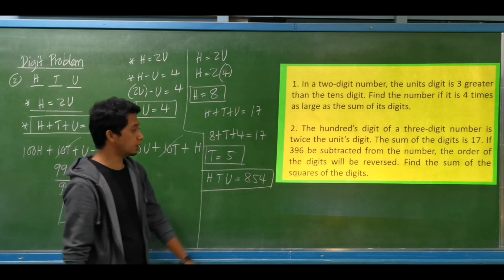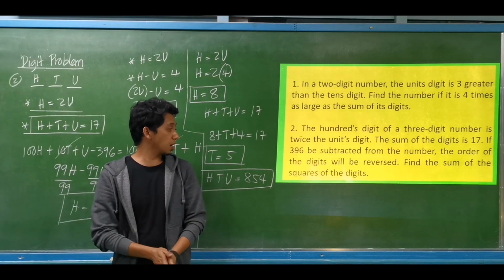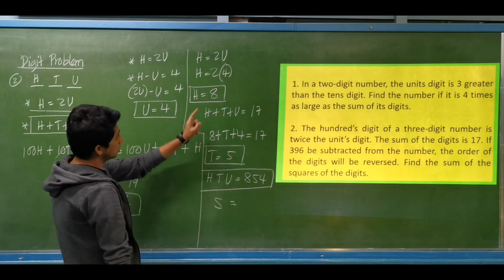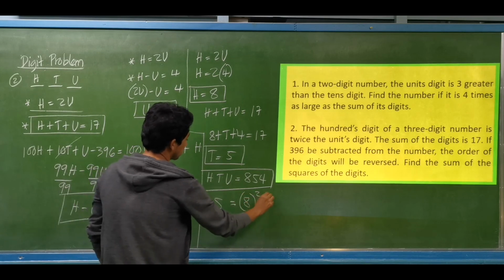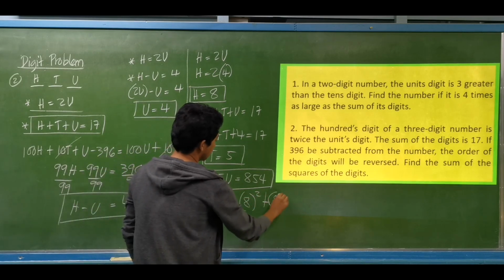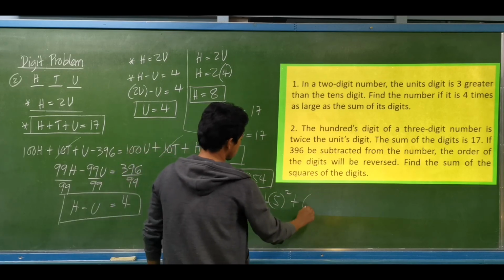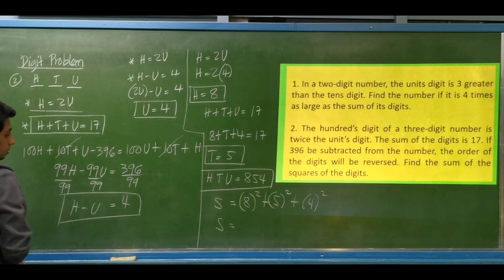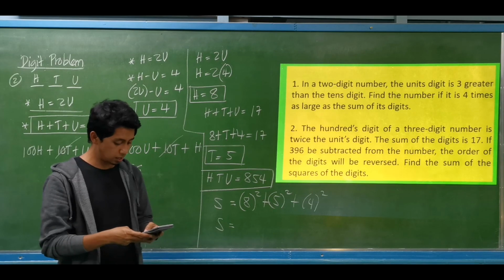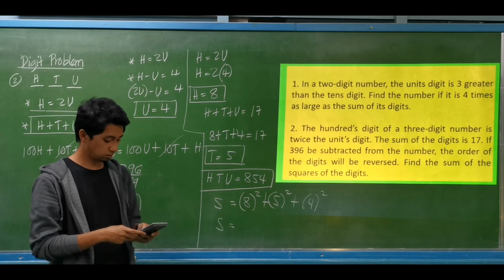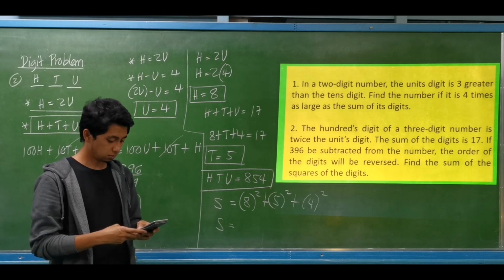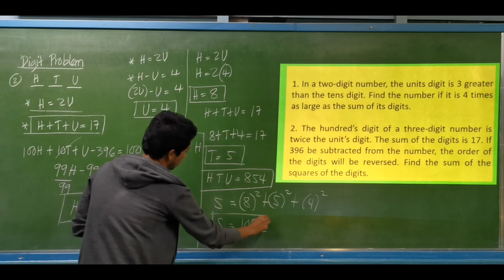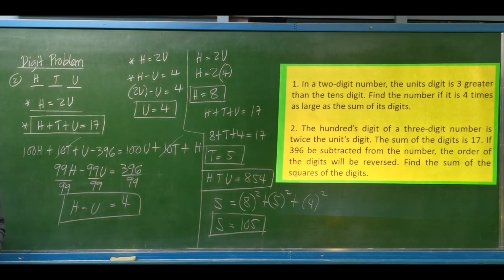854. But we are looking for, what is the requirement of this problem? Find the sum of the squares of the digits. So we have the sum of the squares: 8 squared plus 5 squared plus the units digit, 4 squared. That is 64 plus 25 plus 16. So we have the answer as 105. And this will be our answer for this example.